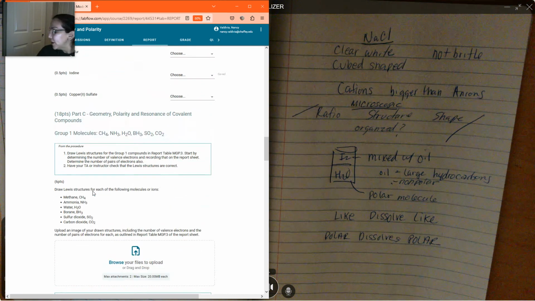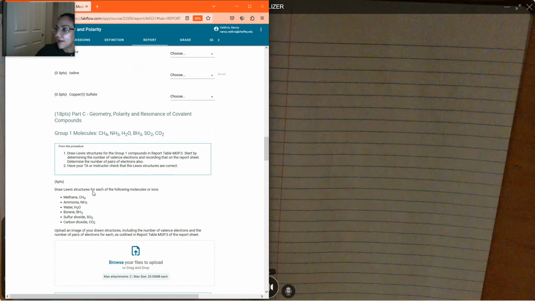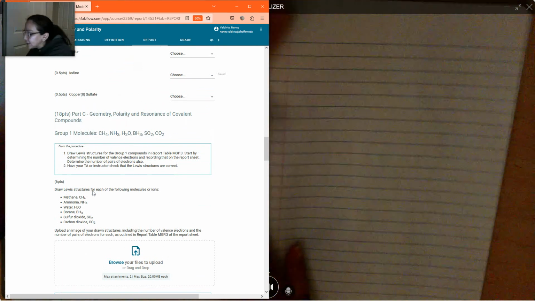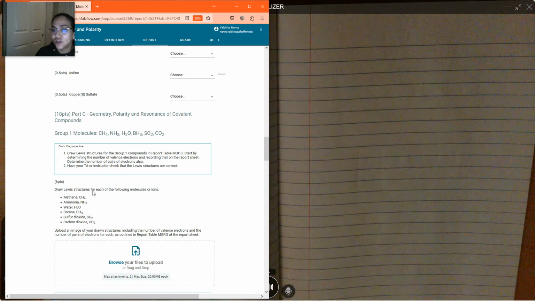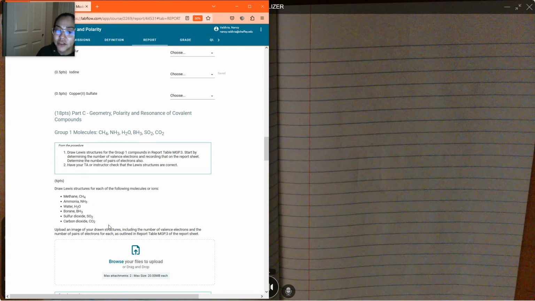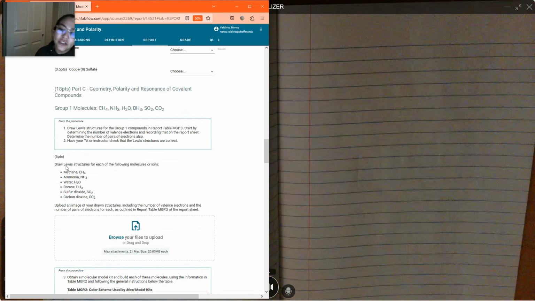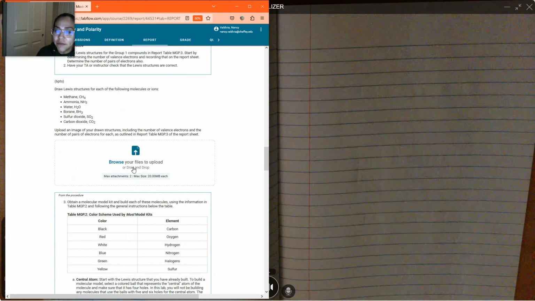Moving on to the next part. This part of the lab, you're going to actually have to print out or write down everything on a page and submit this. Okay, it's a huge chunk of the points, so 18 points in this section and on the rest of them. So make sure you submit your work. So it says draw the Lewis structures for each of the following molecules or ions. And then you're going to upload your image here.